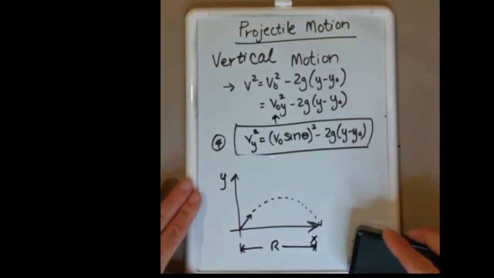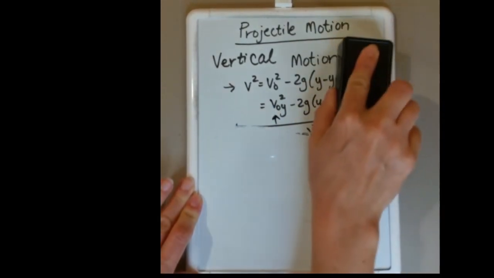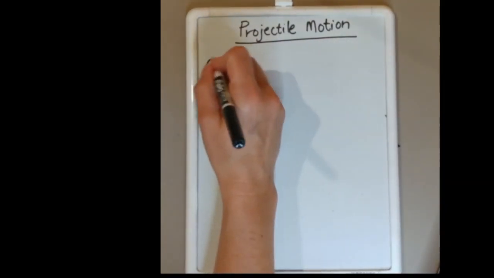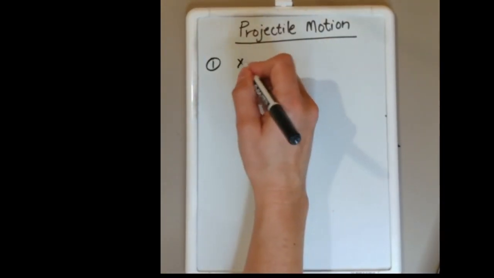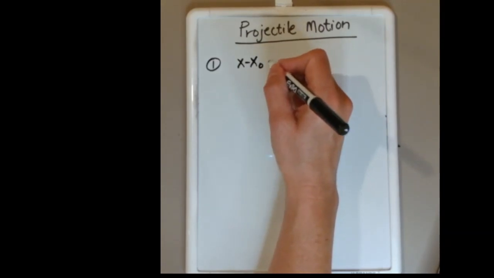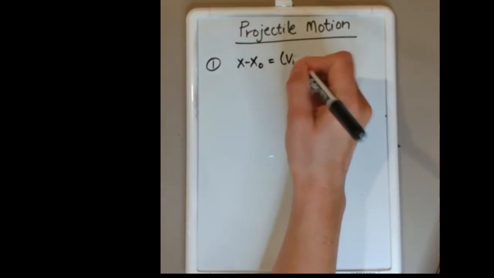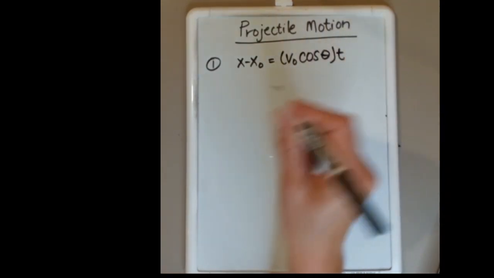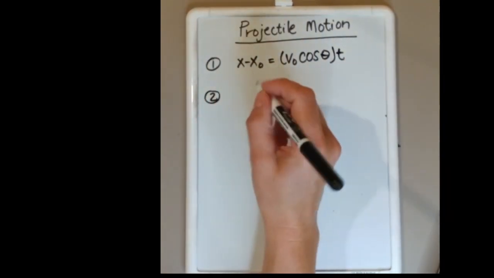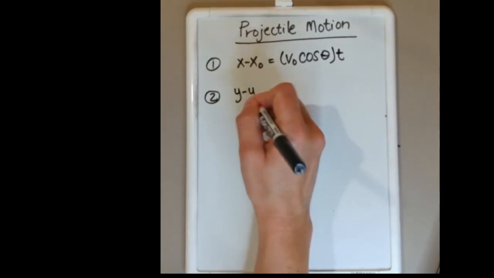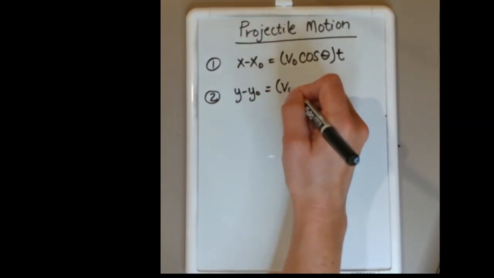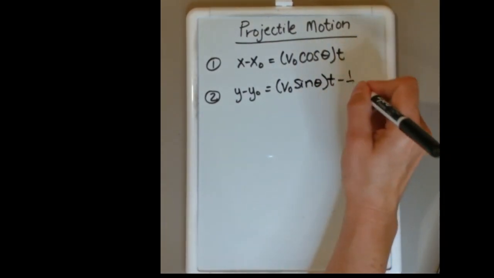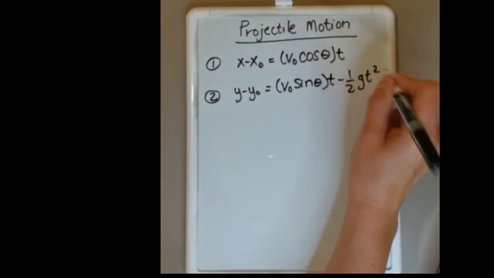So let me just go ahead and recap our equations. We came up with 4 of them. Our first equation was x minus x naught equals v naught cosine theta t. Equation 2 was y minus y naught equals v naught sine theta times t minus 1/2 gt squared.